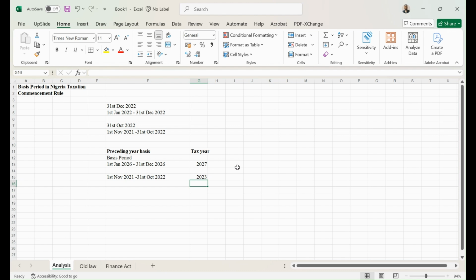Examples of taxes that are prepared on a preceding year basis includes the company income tax. Okay, that's an example of that.